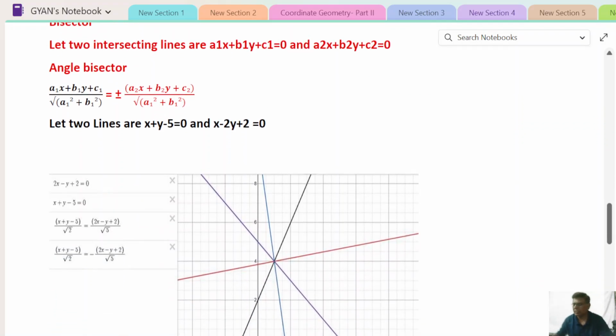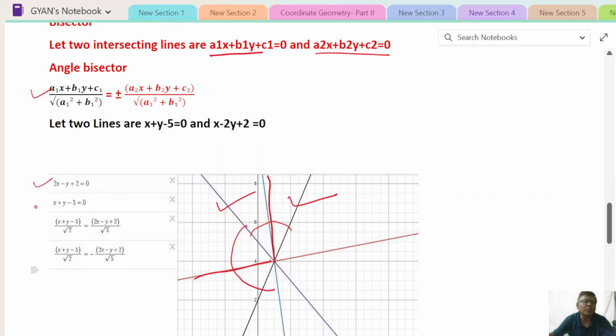The next example is that suppose two lines are there, this line and this line. And the angle bisector. See, this one is the angle bisector. Two lines, one bisecting the acute angle and the other bisecting the other angle. So there will be two equations. Suppose this one is one line and this one is the other line. So we can find out the angle bisector. This one is one line equation and this is another line equation.